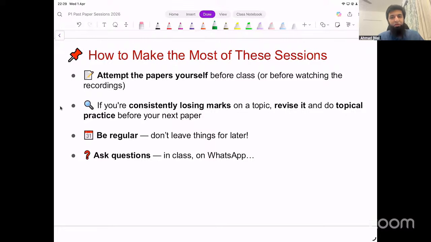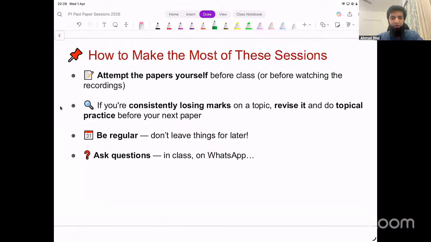But then don't just count the number of papers that you've done. What's important is that you're improving your performance in every single paper that you're doing. A lot of people keep counting that, okay, I've done 10 papers of this component, I've done 30 papers of this component. It's quality over quantity. The number does not matter as much as the way you attempt those papers.